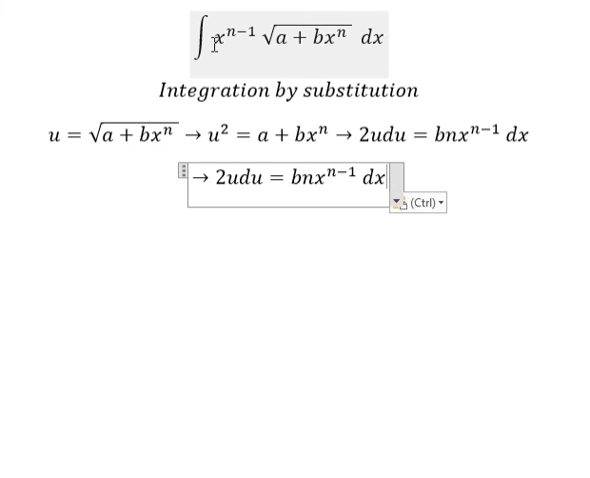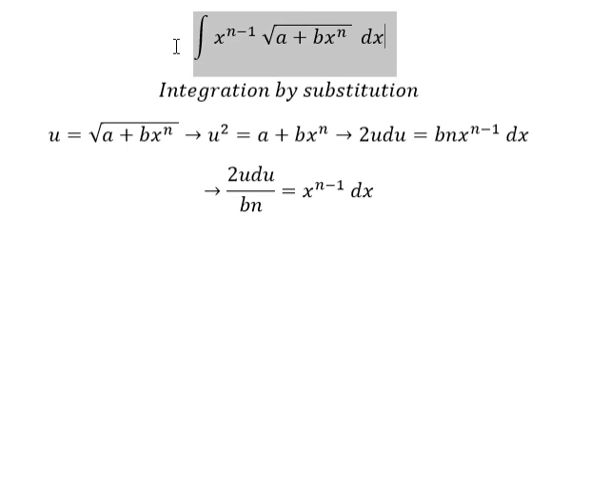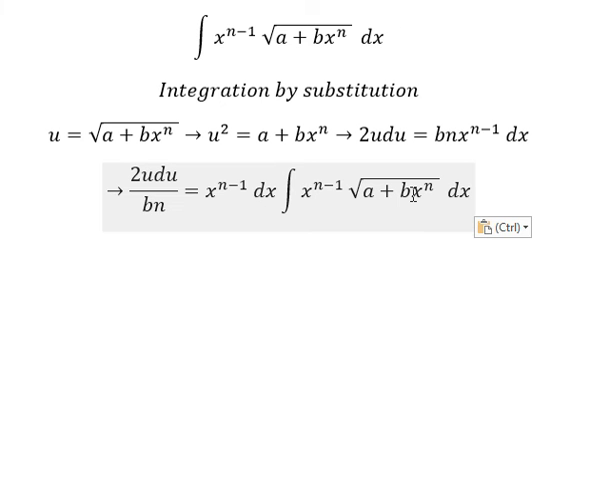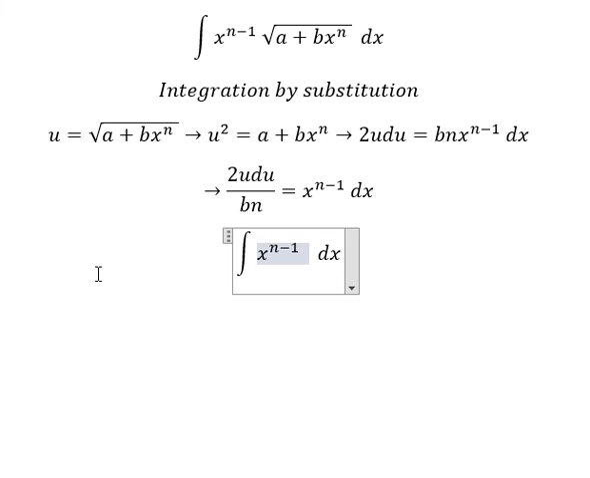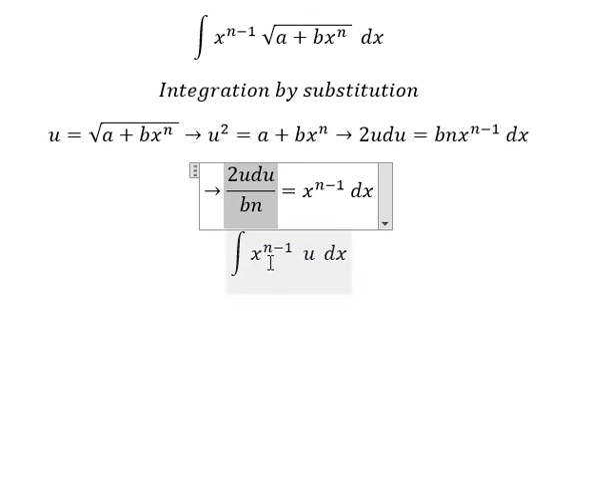Because we don't have bn in here, we need to divide both sides by bn. So the square root we change to u. S to the power of n minus 1 ds we change to this one.